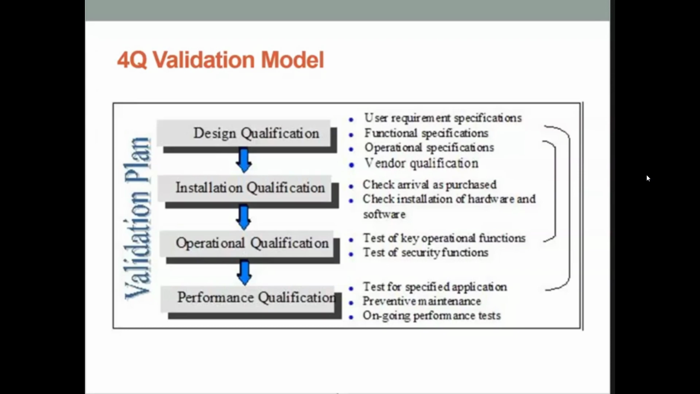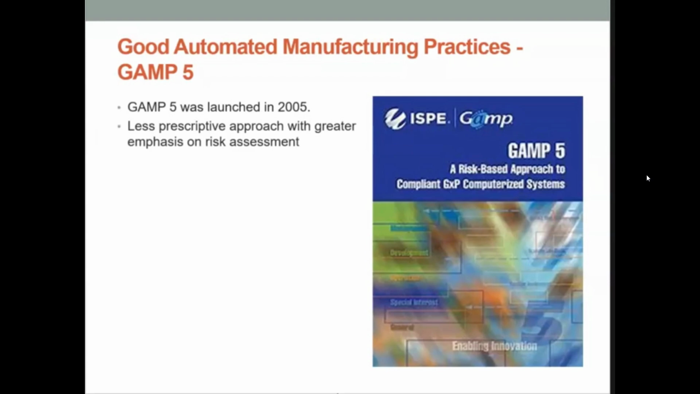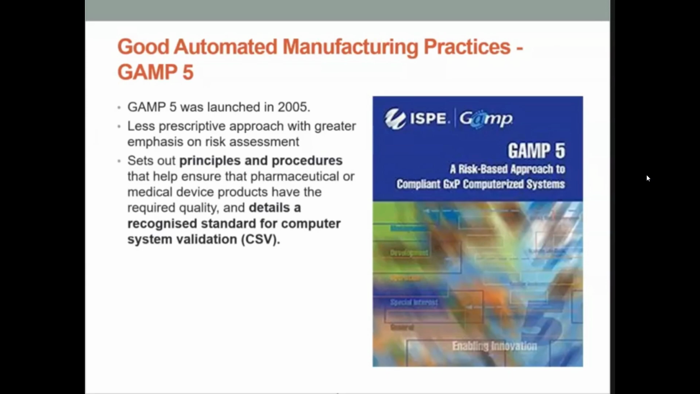You may have come across a term called GAMP. GAMP stands for Good Automated Manufacturing Practices. The most current up-to-date version of GAMP is GAMP5. GAMP5 was launched in 2005. It is less prescriptive approach than the 4Vs, with greater emphasis on risk assessment. It sets out principles and procedures that help to ensure that pharmaceutical or medical device products have the required quality and details a recognized standard for computer system validation.